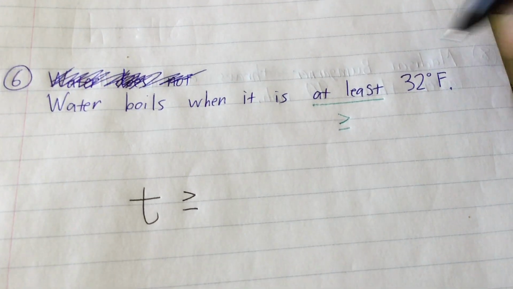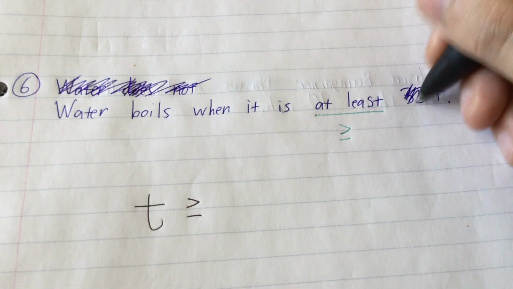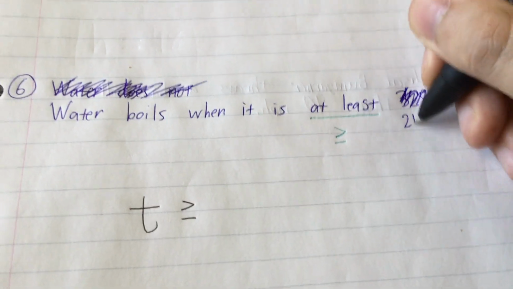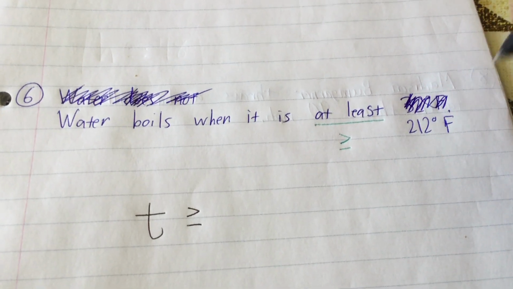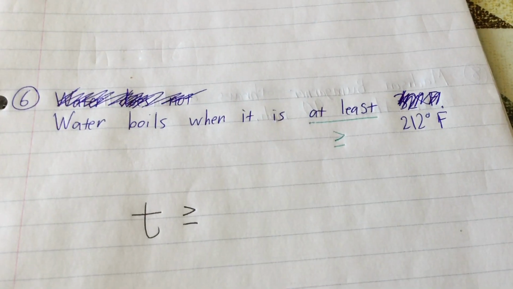Hold on, I messed up on this. Sorry, water. Sorry, 212. I apologize, that's a typo. I meant to put it on the other one. So water boils when it is at least 212 degrees Fahrenheit. I apologize.